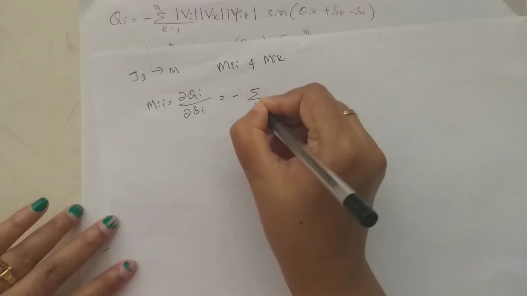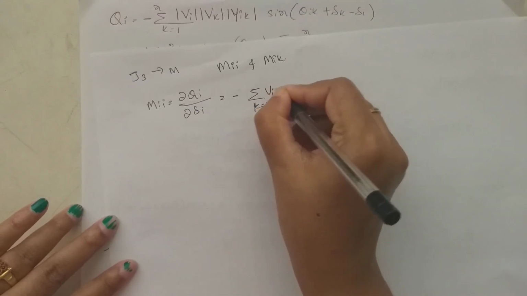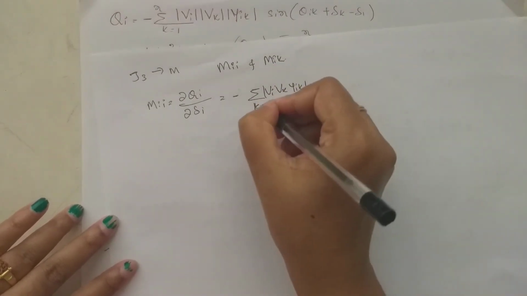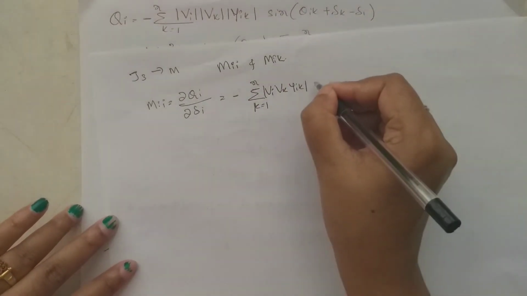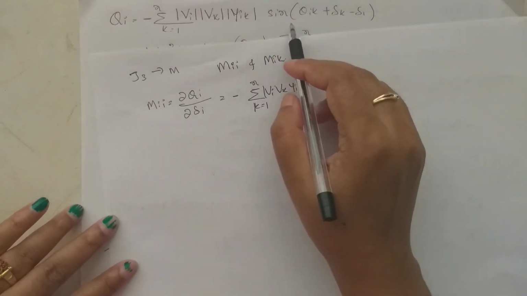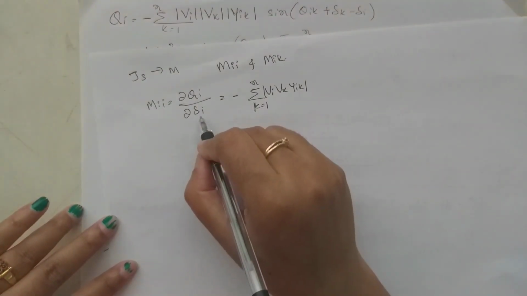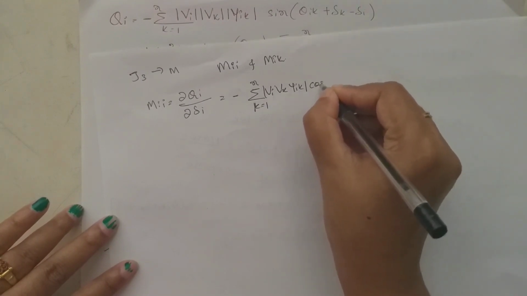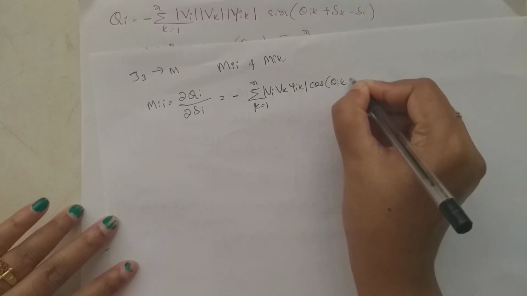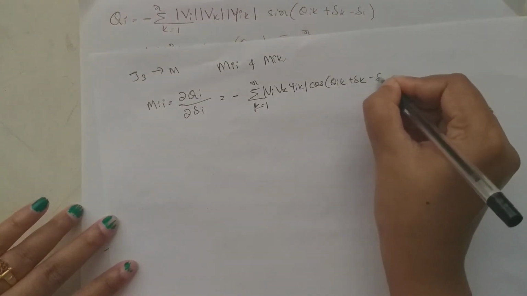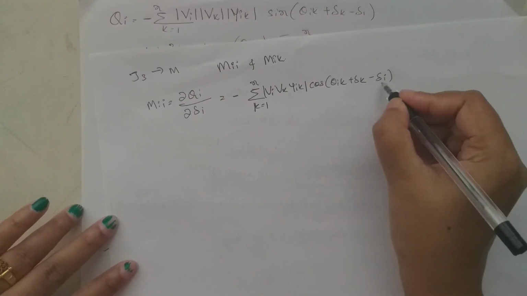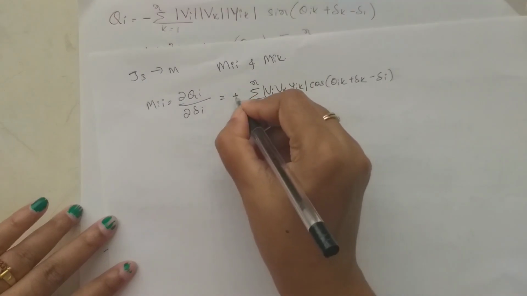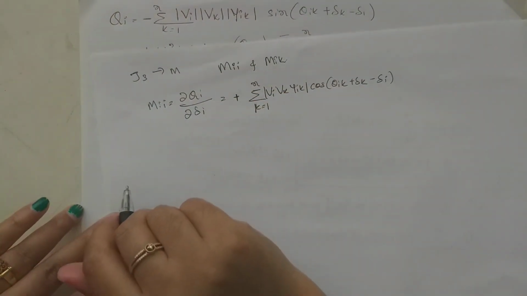Summation Vi Vk Yik, summation where k varies from 1 to n. Okay, differentiation of sine. Why differentiation of sine? Because we are differentiating with respect to delta i, which is inside the sine function. So differentiation of sine is cos(theta ik plus delta k minus delta i). And the coefficient of delta i is equal to minus 1. Minus into minus would be plus.